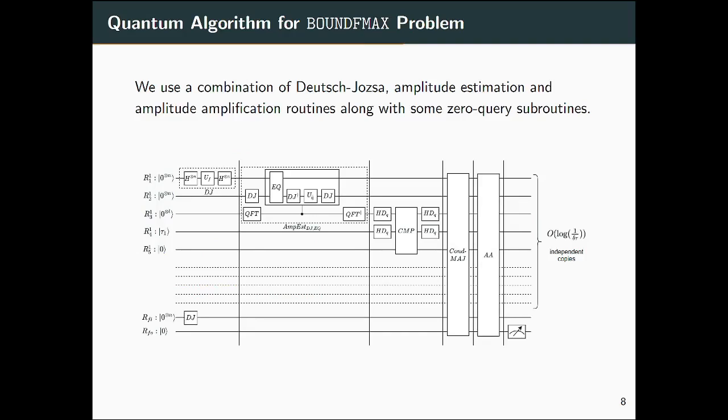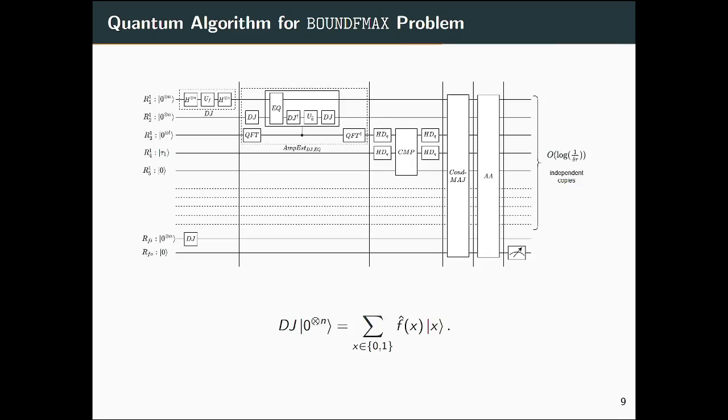As for the quantum algorithm, we use a combination of amplitude estimation and amplitude amplification routines along with some zero query subroutines. One can see that when you apply the Hadamard circuit on all zero input, we obtain a state such that each basis state has an amplitude f-hat at x. Now in the quantum algorithm, we essentially estimate this f-hat squared at x. We store it in a register and we compare that against the threshold tau.